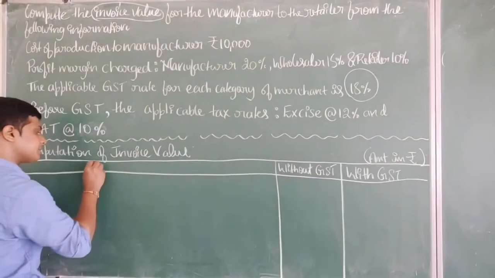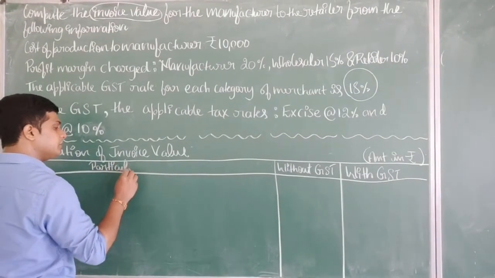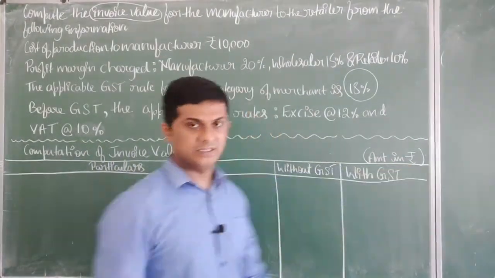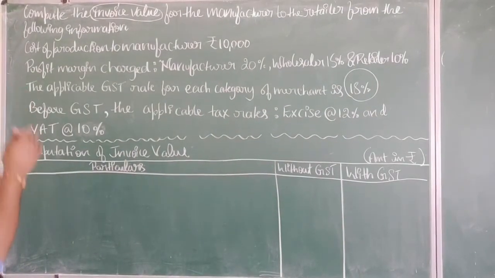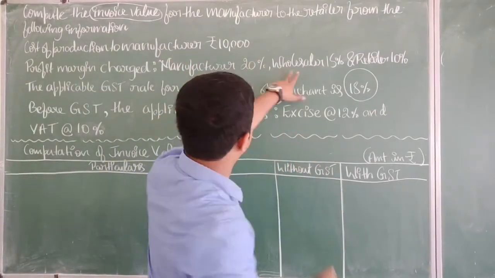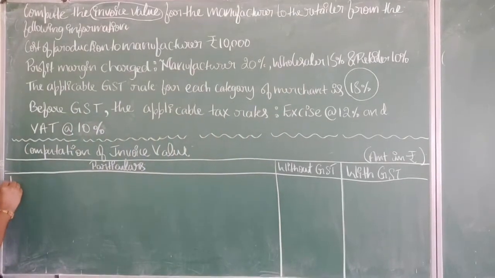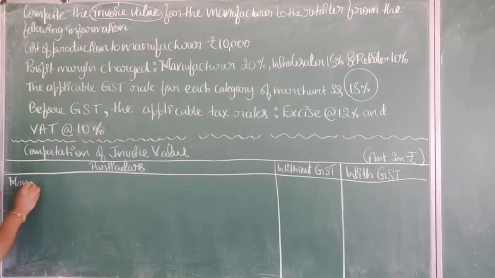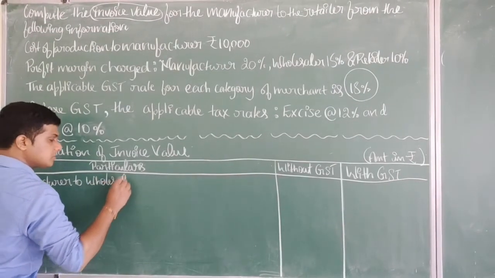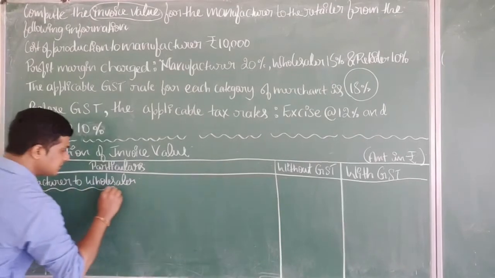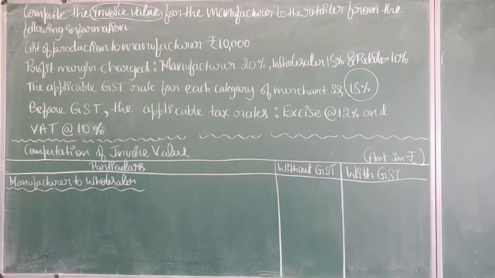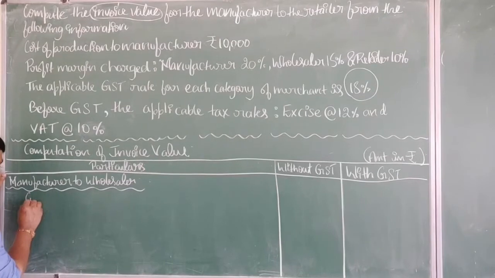So this is particulars, and the next column is for without GST, and the last column is for with GST. Whatever amount we are writing will be in rupees. First we have to calculate the invoice value from the manufacturer to the next person, the wholesaler. So first I'll be calculating for these two individuals. In calculating the invoice value from manufacturer to wholesaler, first of all I need to consider the cost of production.